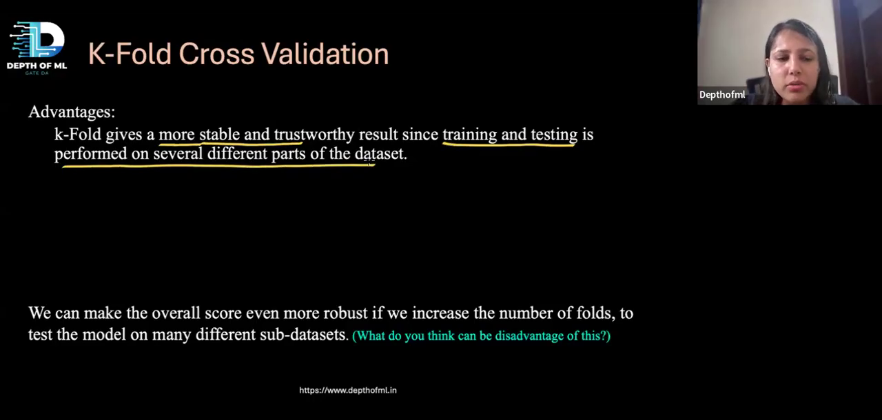Now, we can make it more robust, whatever score we are getting, if we increase the number of folds, and we test on many small subsets. Right now, suppose we took 4. If I take more folds, say 10 folds, it will be a better estimation of your result or your test. But what do you think can be a disadvantage of this?